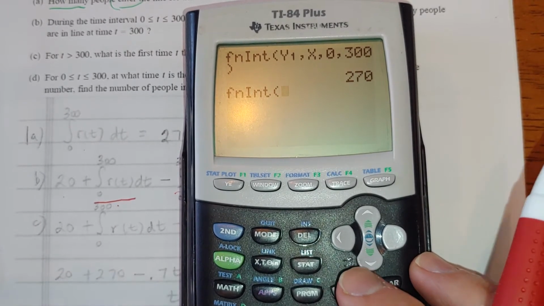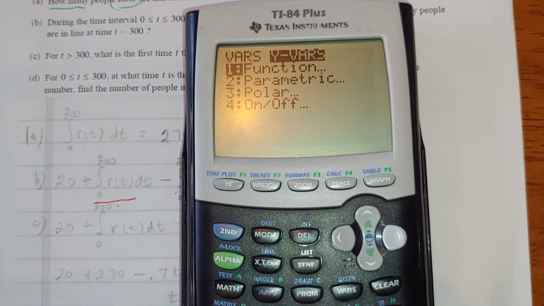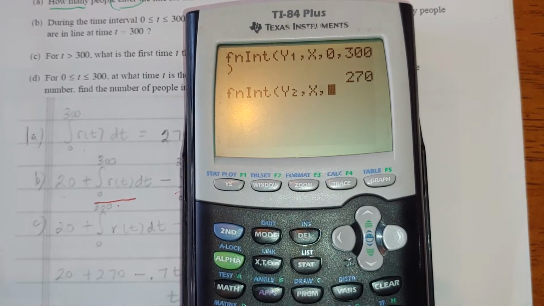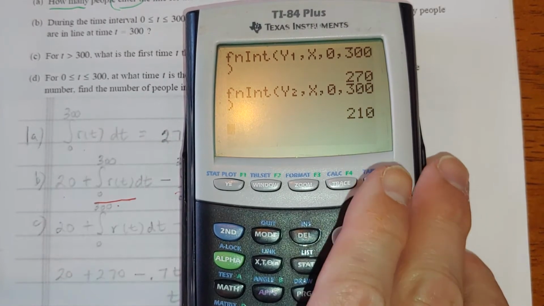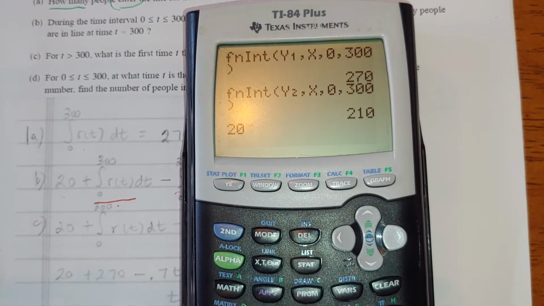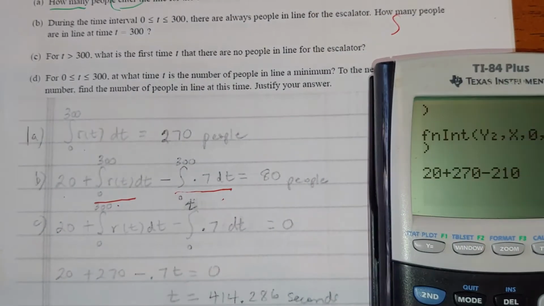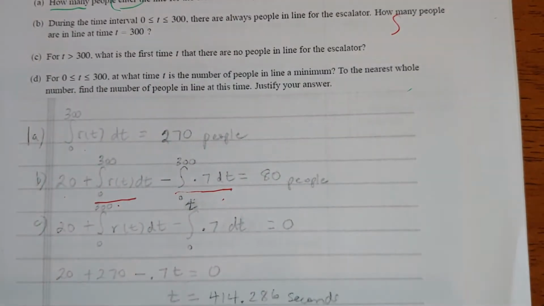And the function is y2, in terms of x, from 0 to 300, and that gives you 210. So if you take the 20 plus the 270 minus the 210, remember the 270 are the people that got into the line, you get the 80 people that we were looking to accumulate.